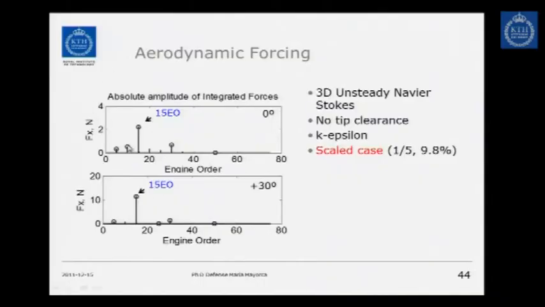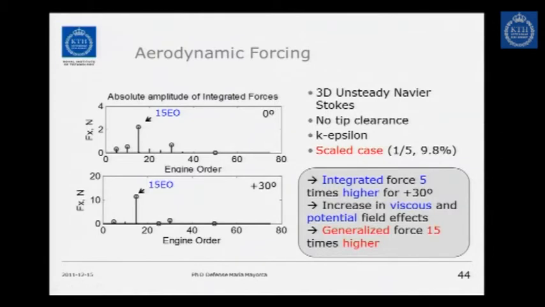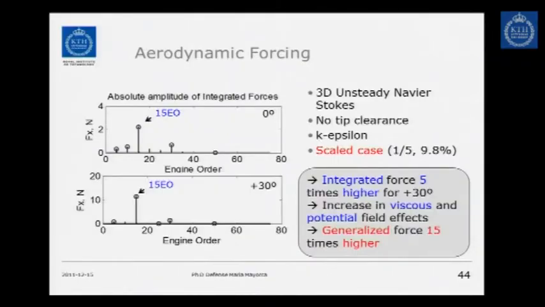What you see here is when we do a Fourier transformation of the forces, this is the axial force. We see the major peak from the VIGB, this is the 15 engine order, but we also see some lower peaks from the other harmonics there. So the integrated force is 5 times higher for the 30 VIGB case than for the nominal case. And this is due to the increased effect of the viscous and potential effects due to the VIGB put in a different position.